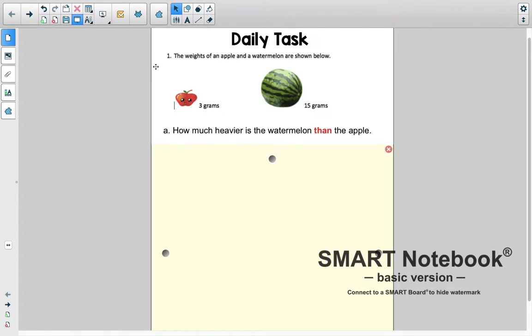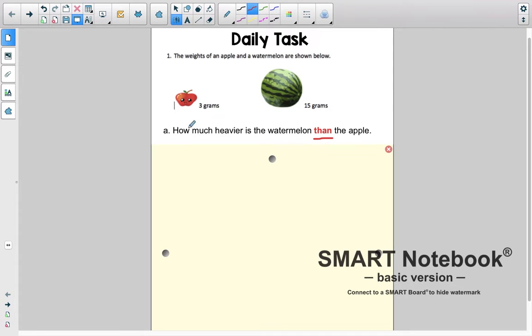It says the weights of an apple and a watermelon are shown below. The apple is 3 grams and the watermelon is 15 grams. The question asks us how much heavier is a watermelon than the apple. So I highlighted in red that word than, because that word than is going to help us to figure out which operation we're going to use for this problem. Usually when we see this word, it means that we're going to be adding or subtracting.